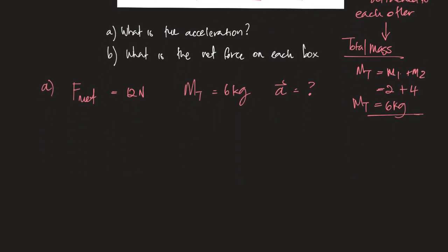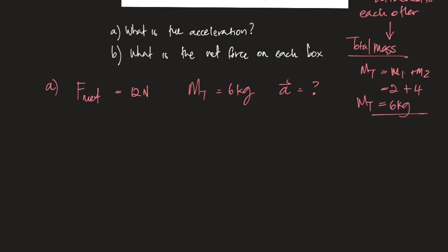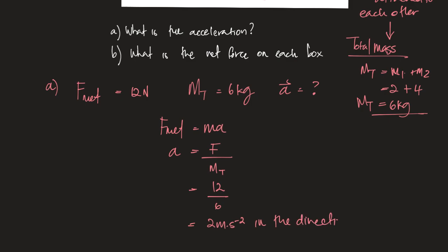acceleration. Right, so because the information is quite basic, I identify my formula. F net is equal to ma. I can manipulate and say a is equal to F over m total. And I've got 12 divided by 6. My final answer is 2 meters per second squared in the direction of motion. I must mention that. And there's my first answer.